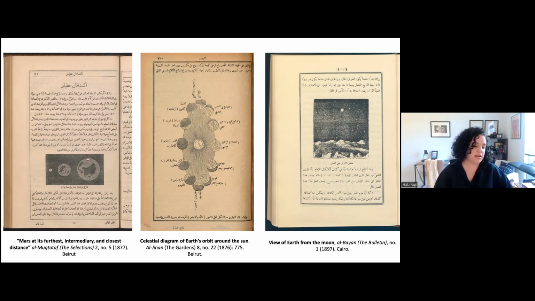So one example that actually gets reproduced in a lot of different journals is the image that you see on the left. And this one is specifically from an 1877 report on astronomer Asa Paul's detection that year of one of Mars's two moons. And the caption reads, "Mars at its furthest, intermediary, and closest distance." When it appears in other issues of other journals, the caption changes. Suddenly it's Earth that's being depicted. It's really interesting to see how they reuse a lot of this imagery in different journals. But one of the examples that I really like is the one that you see on the right.